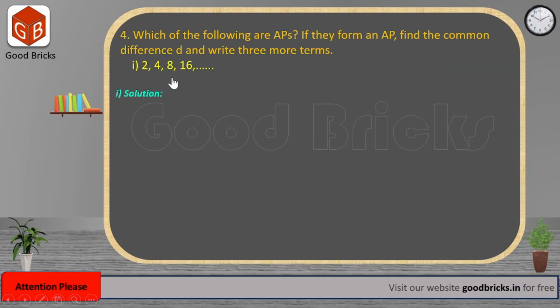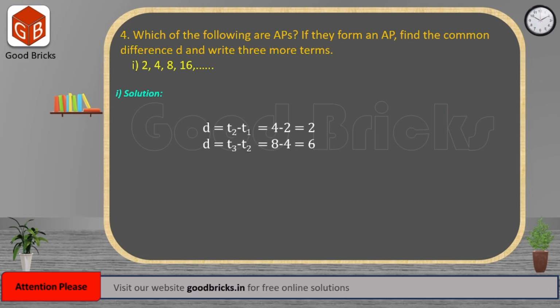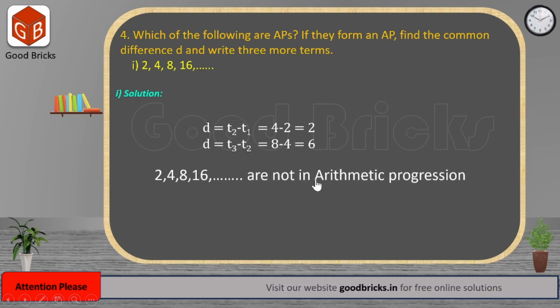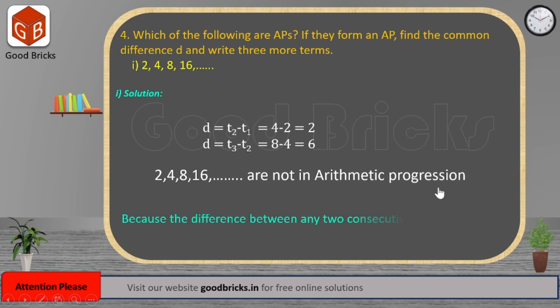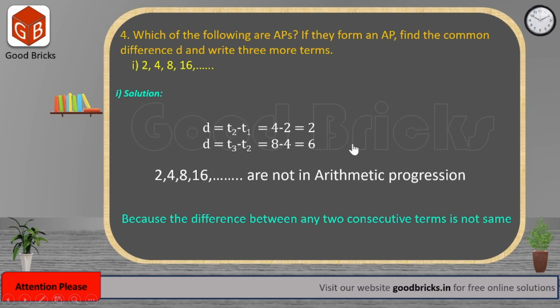Let us now look at this first series and try to find the differences. When you look at these differences, they are not equal. So this series is not in arithmetic progression. Why? Because the difference between any two terms is not the same. It means there is no common difference.